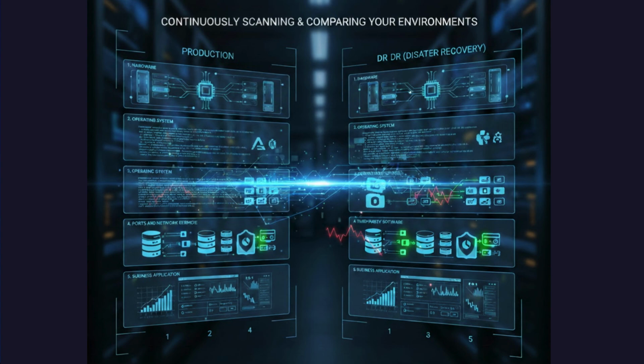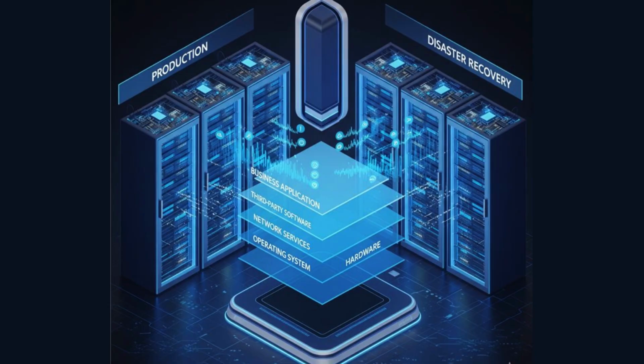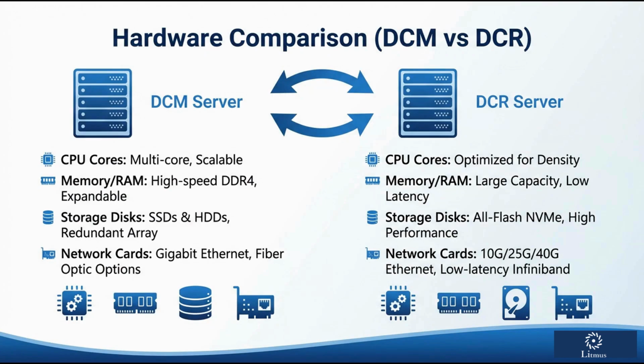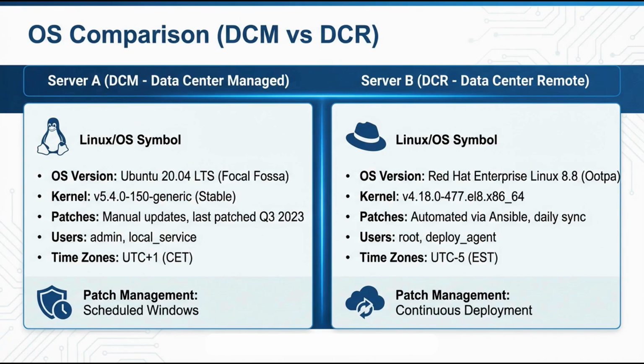From a management perspective, knowing exactly what is being checked is key. Can you walk us through those 5 layers? Absolutely. So first, hardware. We're talking CPU cores, clock speed, memory, disk sizes. Okay. Second, the operating system. Everything from the kernel version and patch levels down to user lists and time zones.